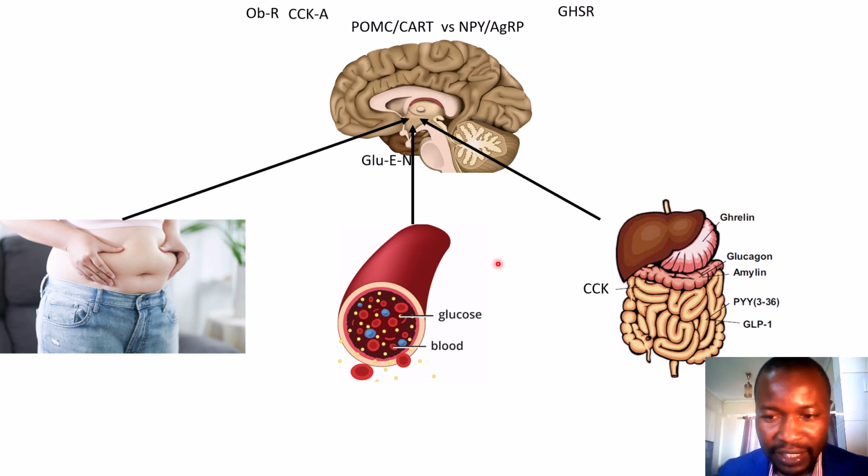I've done it in less than 10 minutes, but remember the gut hormones, CCK and GLP, leading to production of POMC and CART. Remember glucose with the glucose excited neurons, shutting down eating. Fats are deposited, leading to production of leptin that works through the OBR. And hunger, we have ghrelin that works through the growth hormone secretagogue receptor, leading to production of neuropeptide Y and agouti-related peptide. Thank you so much. That is the end of my presentation.